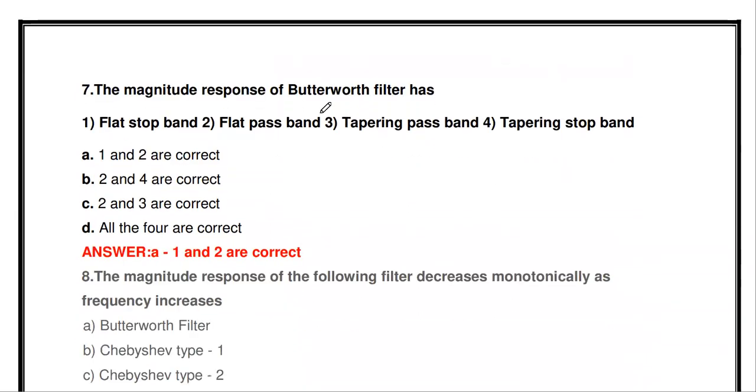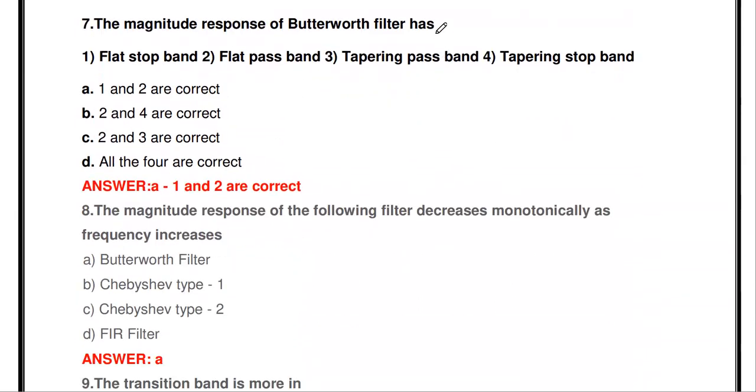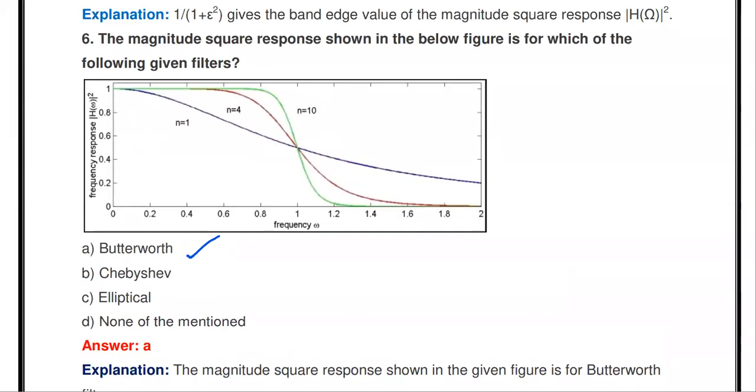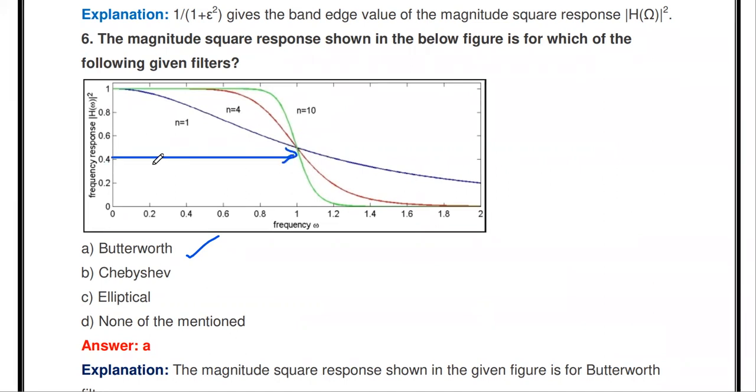Then the next one: the magnitude response of Butterworth filter has flat stop band, flat pass band, tapering pass band, tapering stop band. So which one is correct? Already you see, this is the magnitude response of the Butterworth filter. Take any one curve, this green color for n equal to 10. This is called the pass band. What is meant by pass band? The range of frequency the filter will allow is called the pass band.